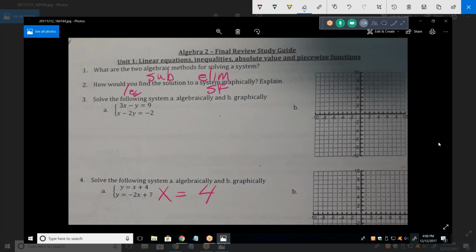If x equals 4, tell me what to write. Just 4. X equals 4. Minus 2y equals negative 2. Keep going.